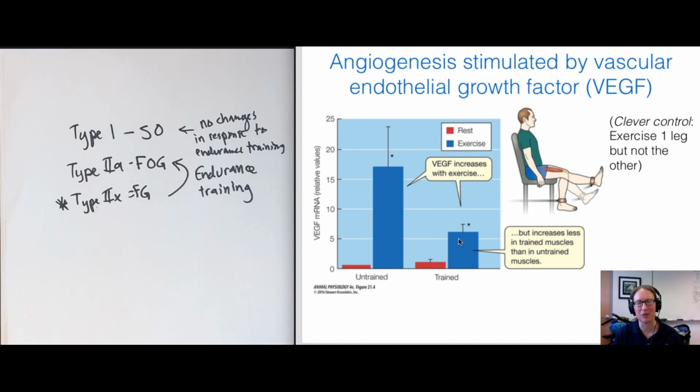So there's kind of an upper limit to the extent to which angiogenesis can happen, because again, we're looking at a tissue where space is really at a premium. And I just want to point out that this data comes from a really clever experiment where, to control for individual differences in some of these responses, they worked with individuals, so they had people exercise one of their legs but not the other, to highlight this.